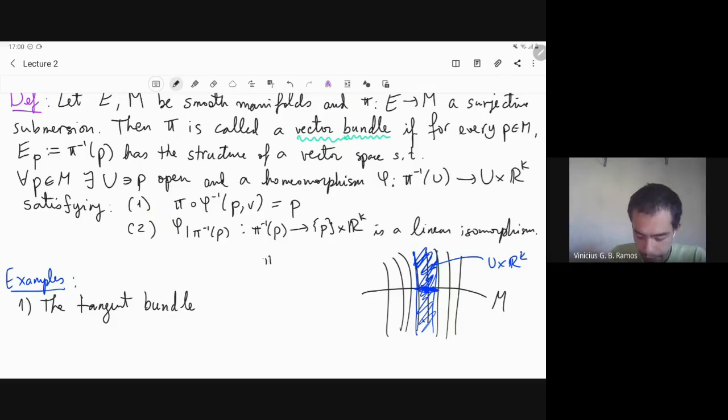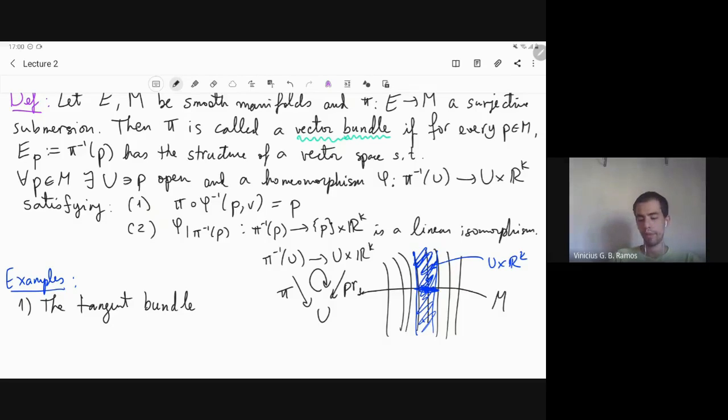So another way of saying this is if you take pi inverse of U, this goes to U times R^k, and here you apply pi, this goes to U, and here you project onto the first factor. You want this map to commute. So applying pi here is the same as applying the homeomorphism and then projecting on the first coordinate. Okay? And then the second condition is that the structure of R^k is actually the vector space structure on pi inverse of p. So that means that this phi is a linear isomorphism on each fiber. Okay, so that's what it means to be a vector bundle.